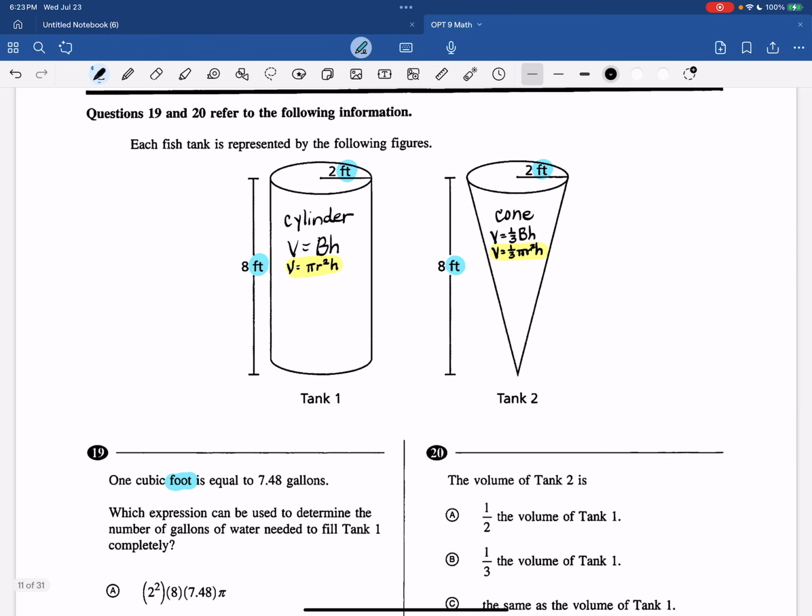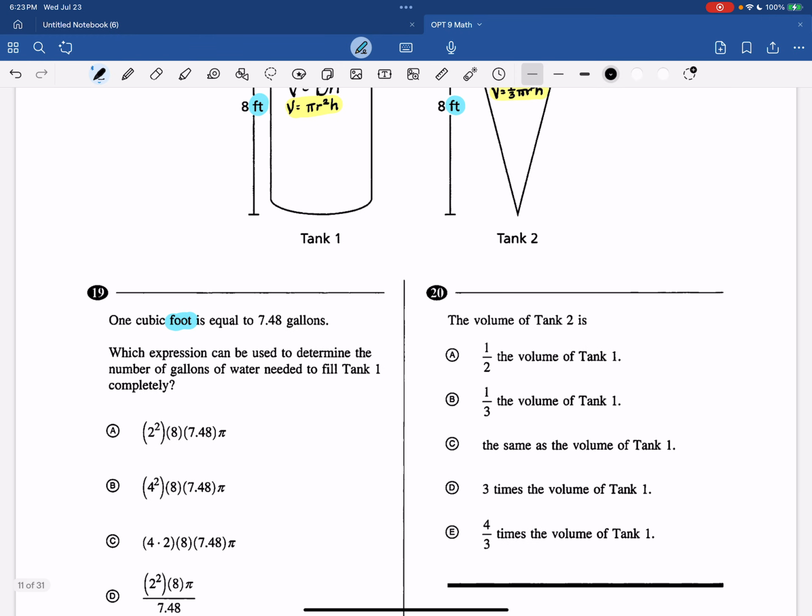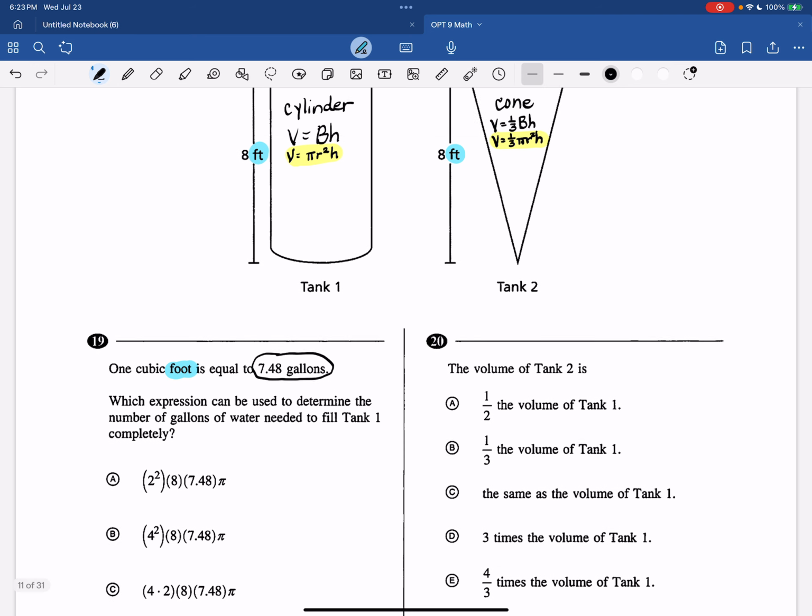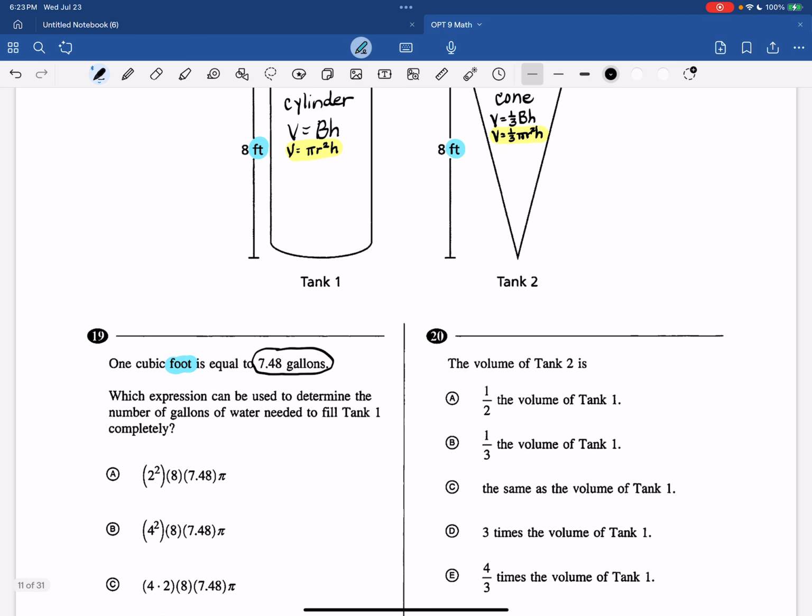Okay, back to the question. I'm down a rabbit hole there. Which expression can be used to determine the number of gallons of water needed to fill tank 1 completely? So the volume of tank 1 is pi r squared h. And then whatever that would be, we're going to have to multiply it by 7.48 because that's the number of gallons per cubic foot.